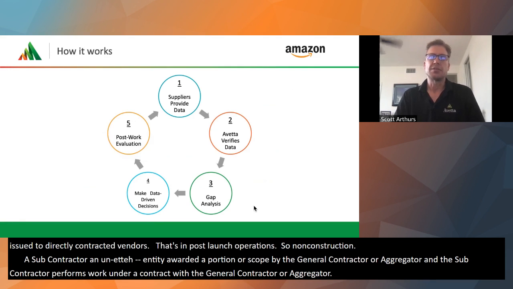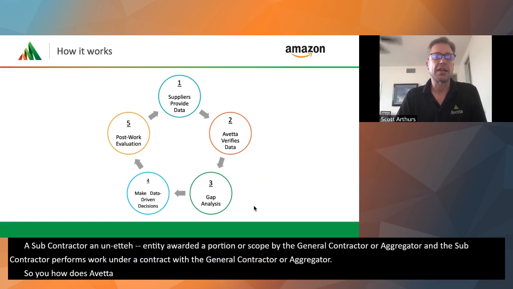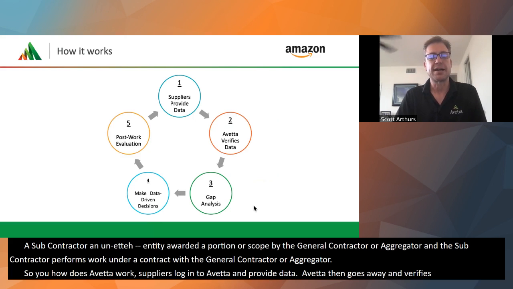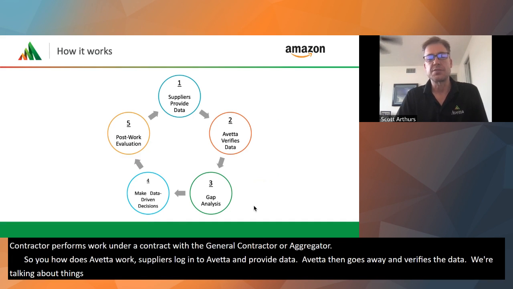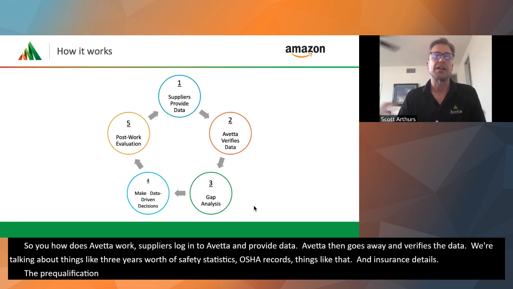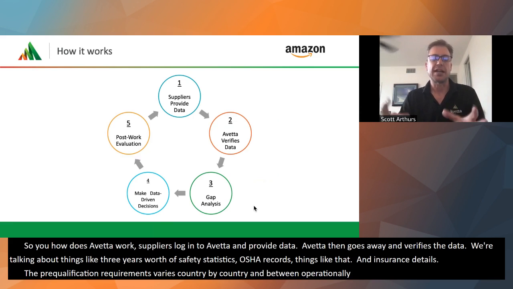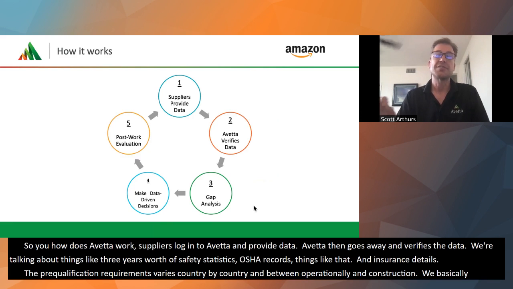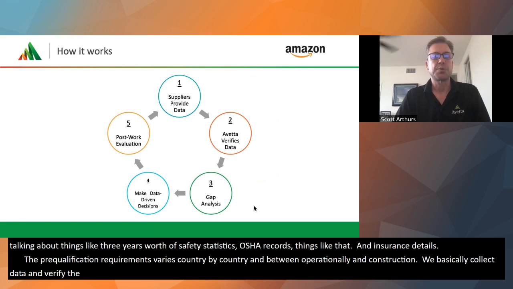So how does Avetta work? Suppliers log into Avetta and provide data. Avetta then goes away and verifies that data. And we're talking about things like 3 years worth of safety statistics, OSHA records, things like that, insurance details. The pre-qualification requirements vary country by country and between operational and construction, but we basically collect data, we verify the data. If we identify any gaps, we'll work with the supplier to help close those gaps.